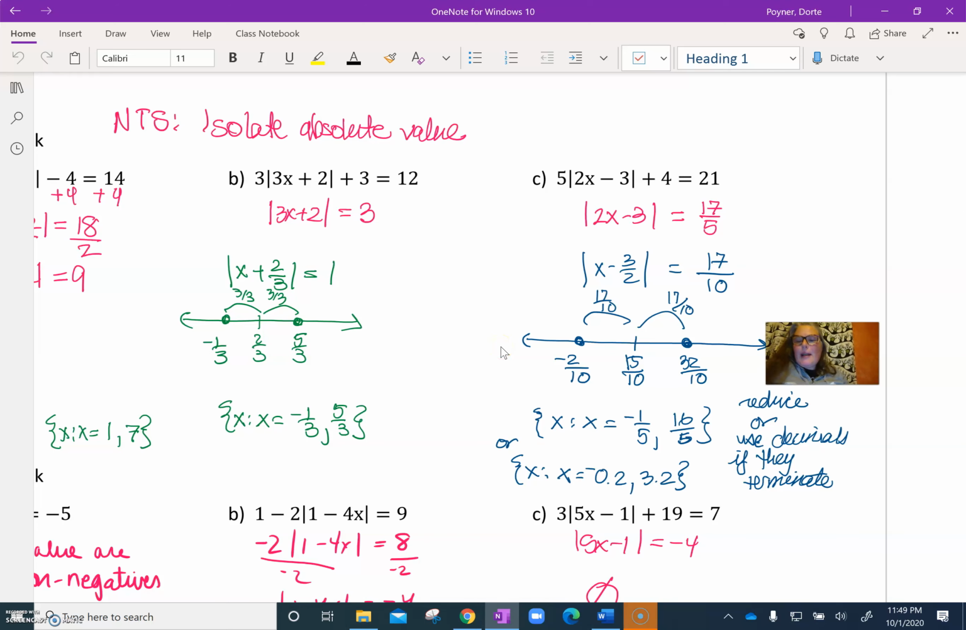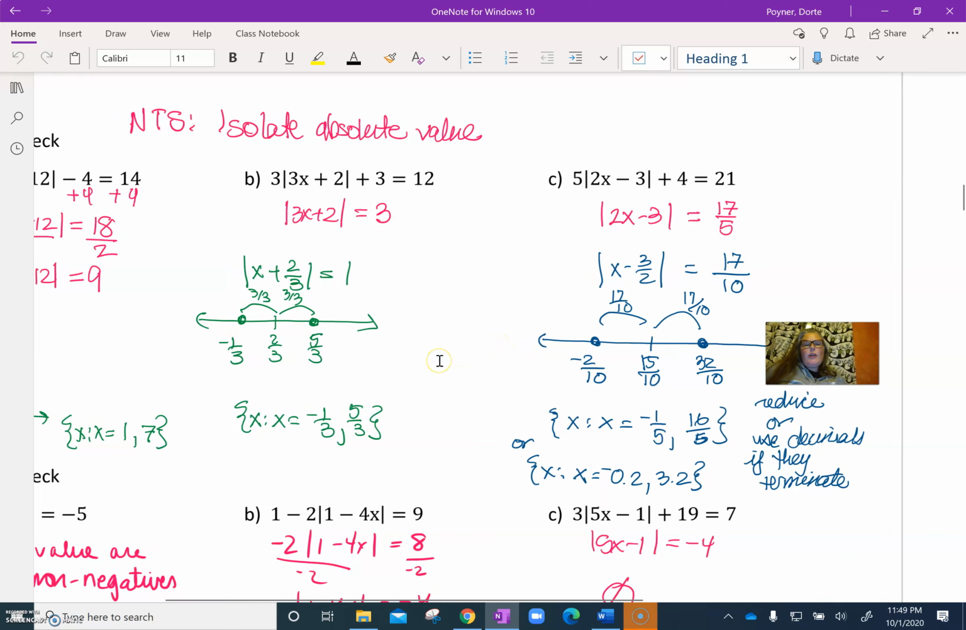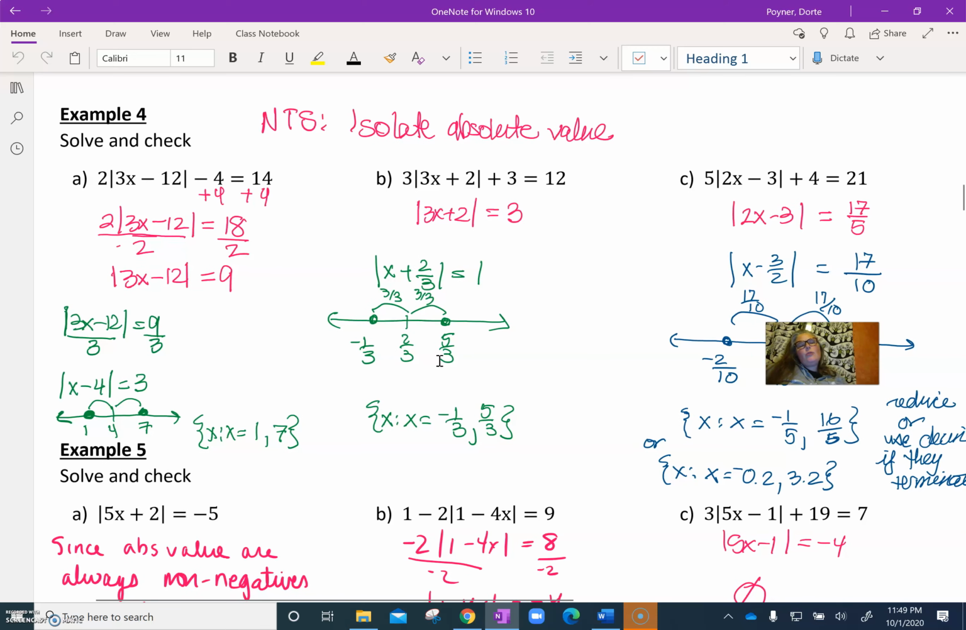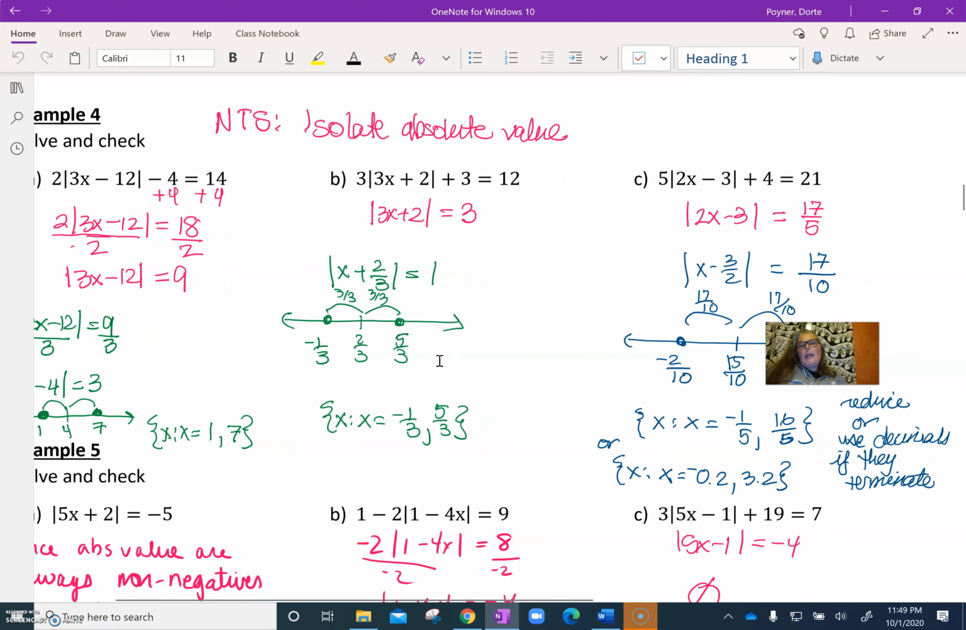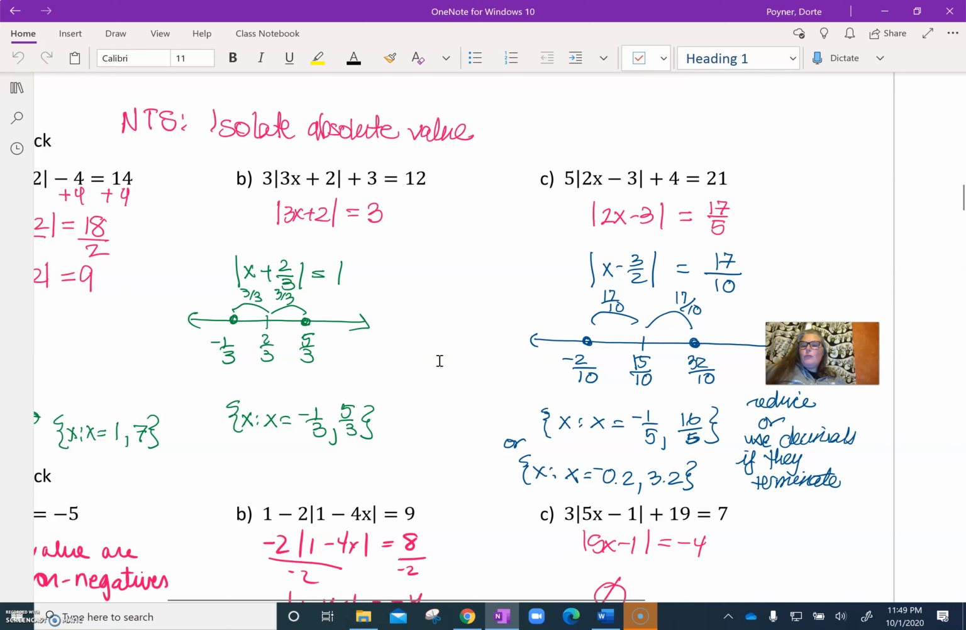Okay, so let's backtrack for a minute. I just want you to have a chance to check your answers to example 4, B and C, like I asked you to do before. I'm just going to leave them up for a minute. If you're not sure, you can take a screenshot or pause the video right now and check if your answers are correct. So that is example 4, B and C.